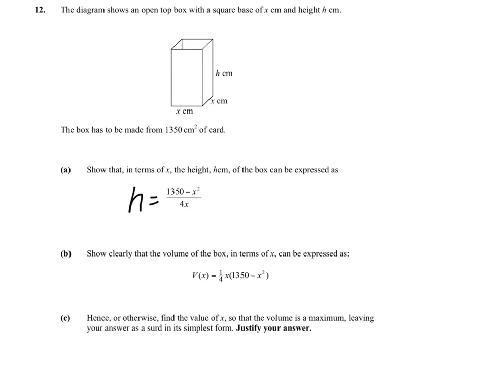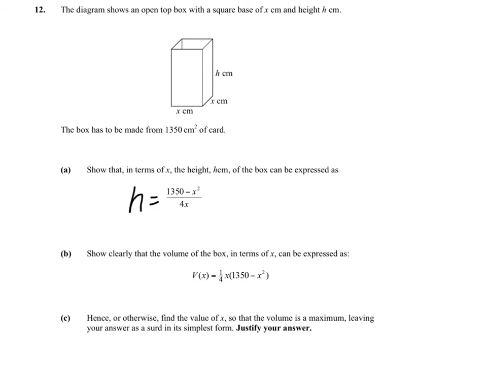Then in part B it says show clearly that the volume of the box can be expressed as this one here. And then finally, part C: hence or otherwise find the value of x so that the volume of the box is a maximum, leaving your answer as a surd in its simplest form. And it asks us to justify the answer. So that means even if you can't do parts A and B, you take this expression and then you do part C using the same steps as usual. So we'll tackle each part at a time.